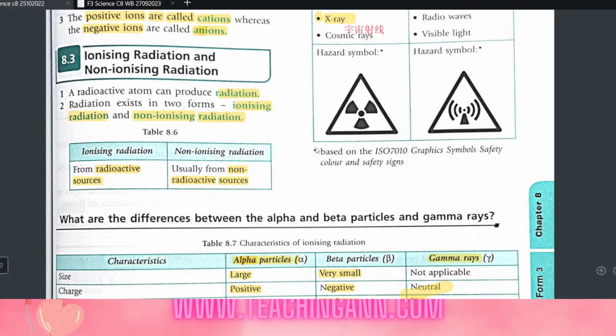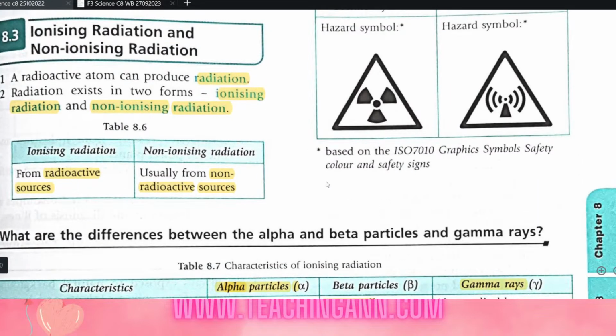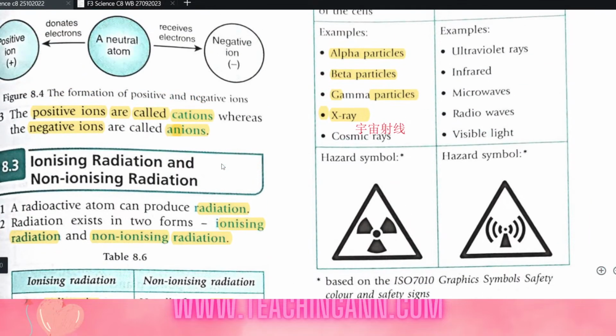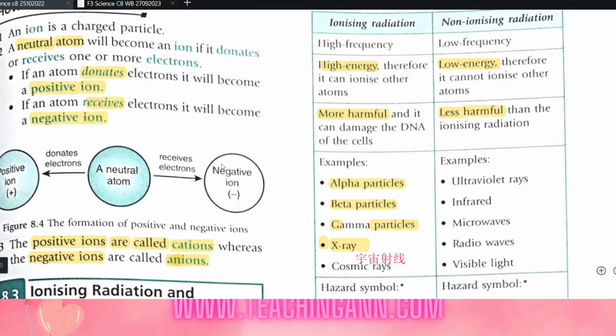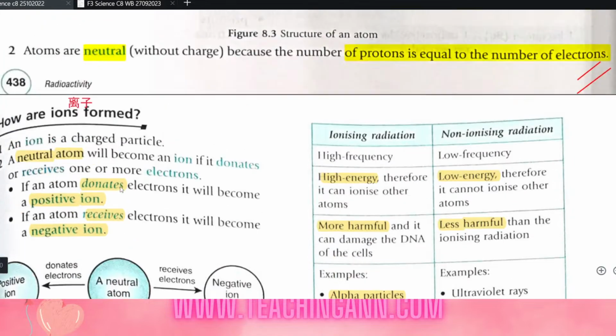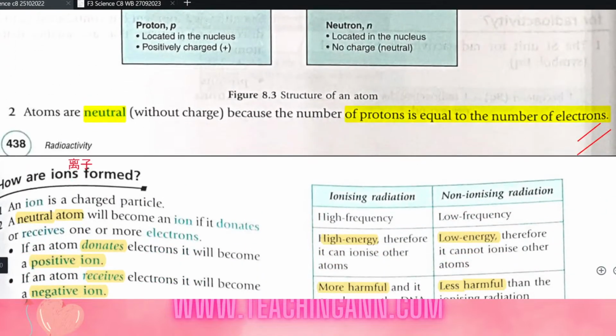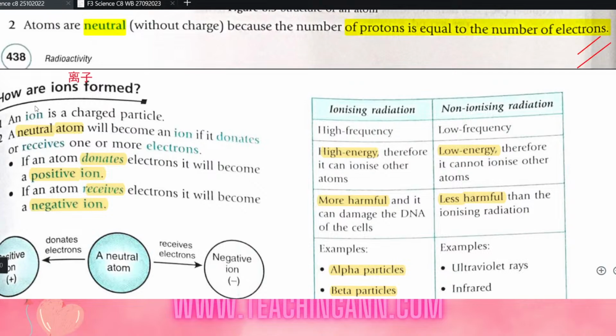Okay, let's go to 8.3. So today we are heading to 8.3, which we are talking about ionizing radiation and non-ionizing radiation. I believe in the previous lesson I told you how an atom could become an ion, right? Did we go through this? No, we didn't. We stopped here. Okay, so let's take a look at how ions are formed.